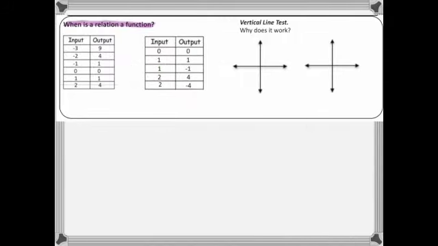Okay, in this part, we're going to take a look at when a relation is a function. So right now we have two sets of inputs and outputs, okay? And we're going to decide if they are functions or not, okay? So the first thing that we want to do is look at the definition of a function. Okay, so the definition of a function says every input has one unique output.